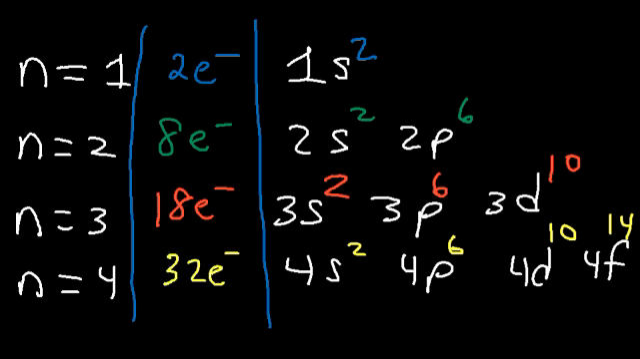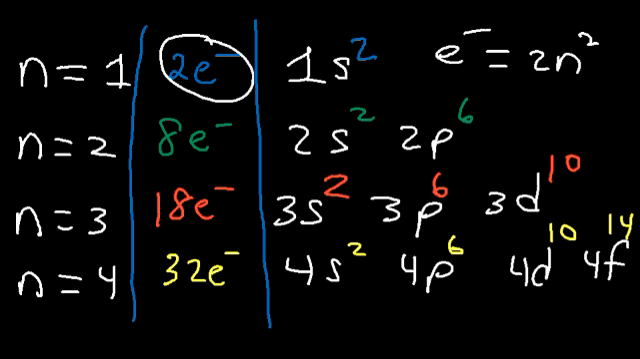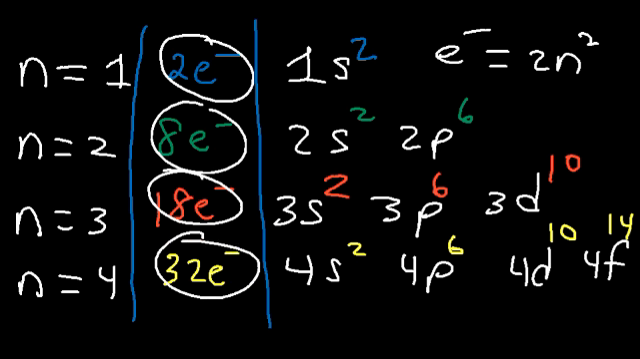So notice that the maximum number of electrons in an energy level is equal to 2n squared. If you plug in 1 for n, 1 squared is 1 times 2, you get 2. If you plug in 2 for n, 2 squared is 4 times 2 is 8. If you plug in 3 for n, 3 squared is 9 times 2 is 18. And if you plug in 4 for n, 4 squared is 16 times 2 is 32.